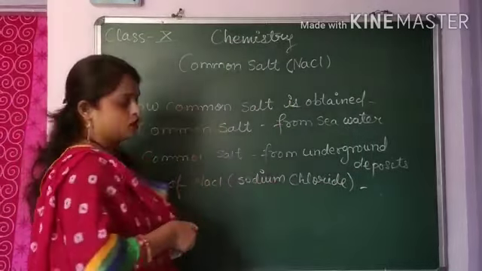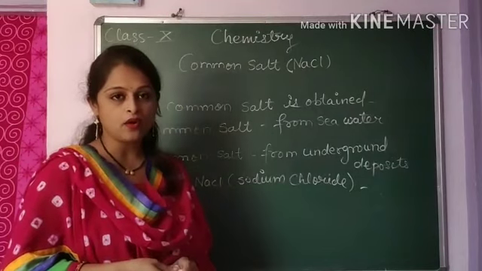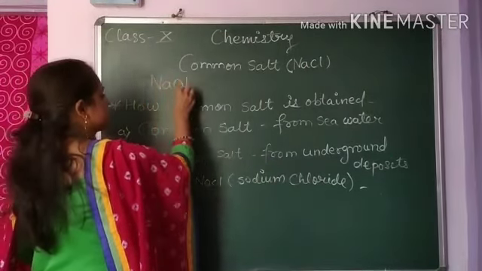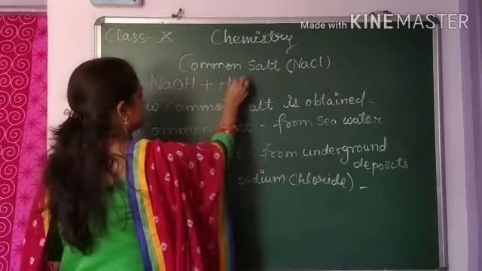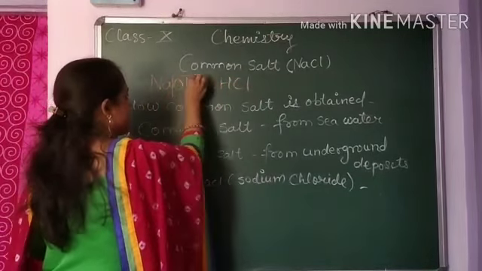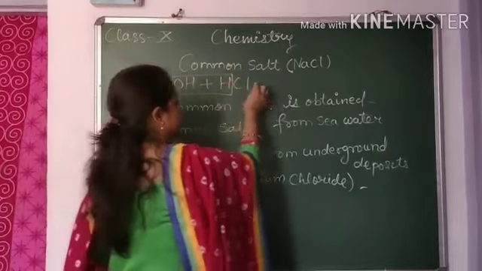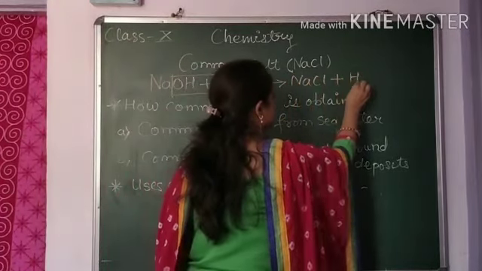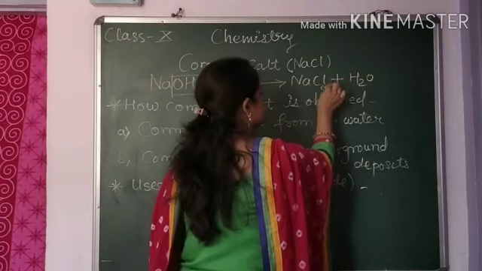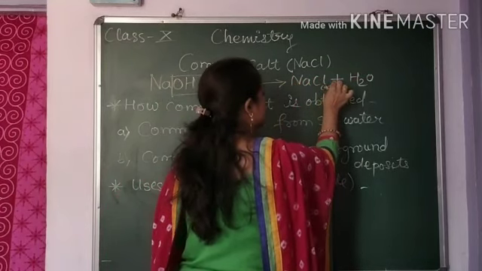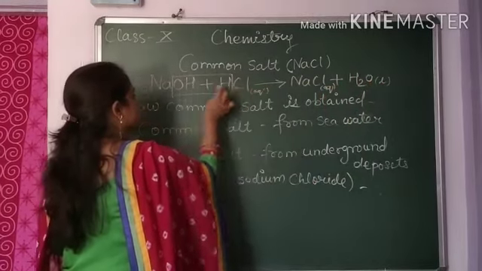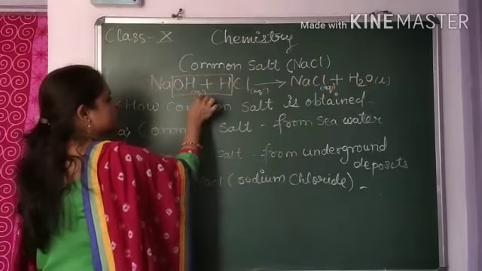See, common salt. You all are very familiar with how it is produced. When sodium hydroxide reacts with HCl, they combine and form NaCl plus H2O. NaCl is in aqueous form. Water is in liquid form. This is also in aqueous form, and this one is also in aqueous form.